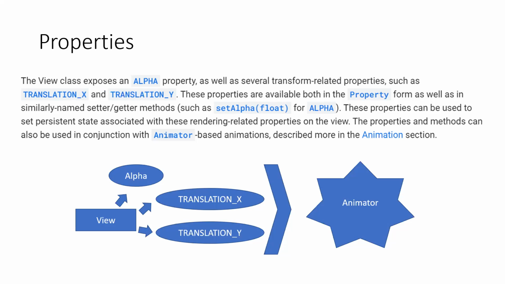So the View class exposes these properties: the alpha property, the translation_x property, and the translation_y property. These properties are available both in property form as well as in similarly named setter and getter methods. You can set alpha to some float number. You can also get the values of x and y using the getters, and you can set the information about x and y so that the view gets a new position on the screen.